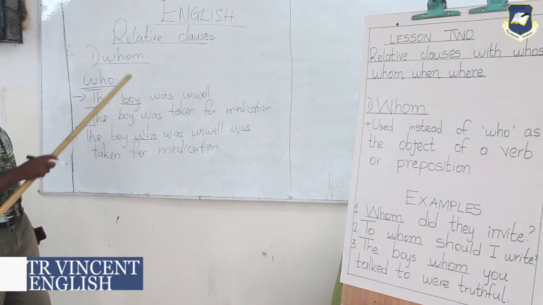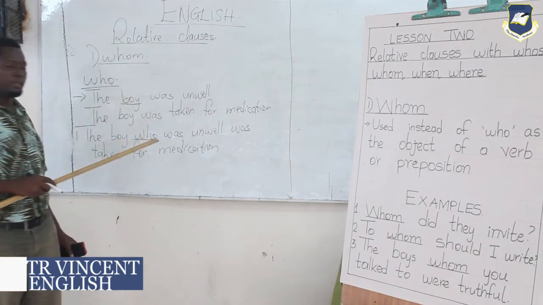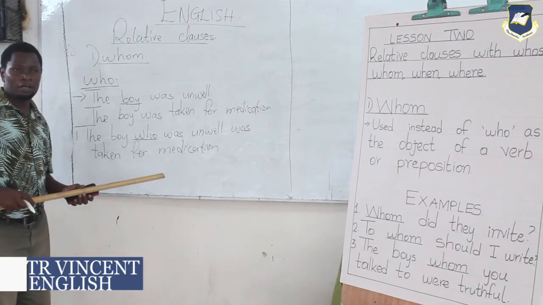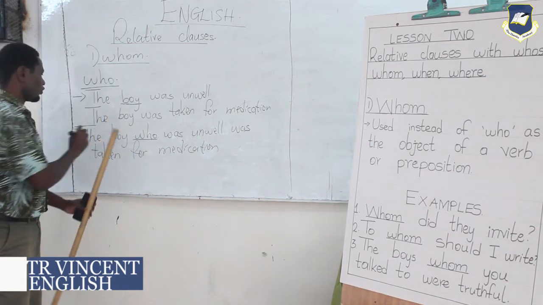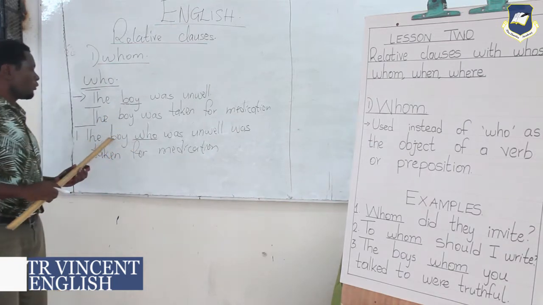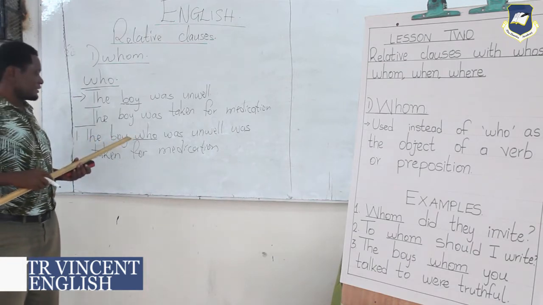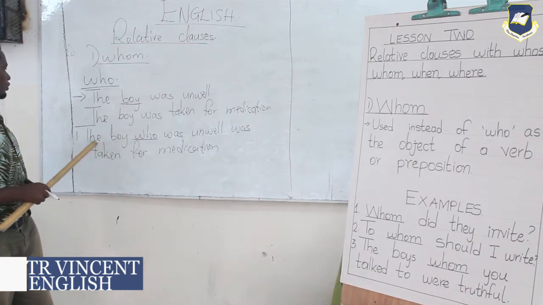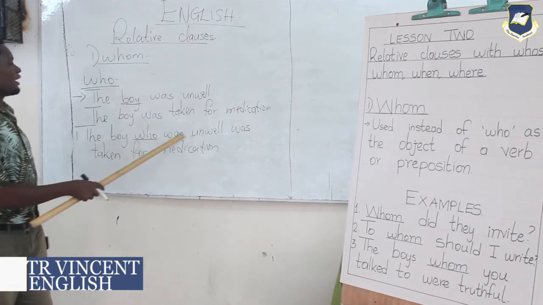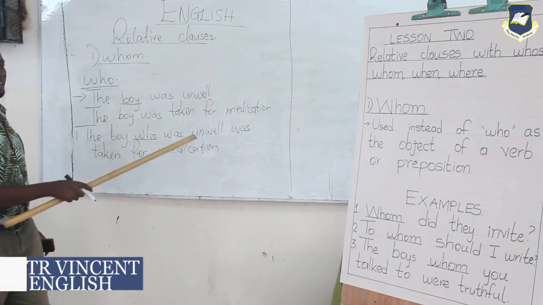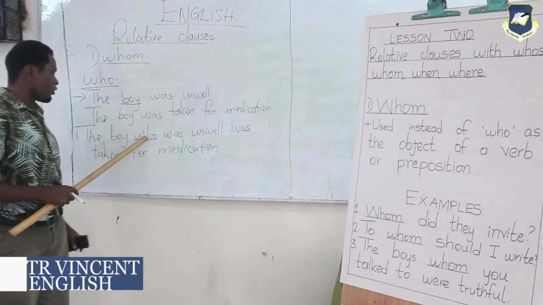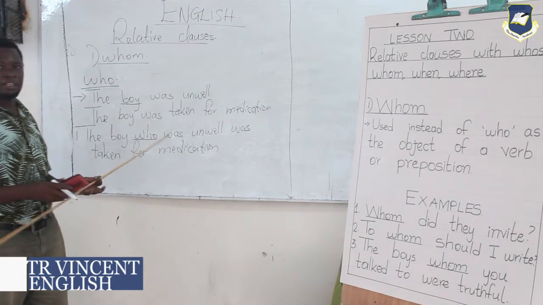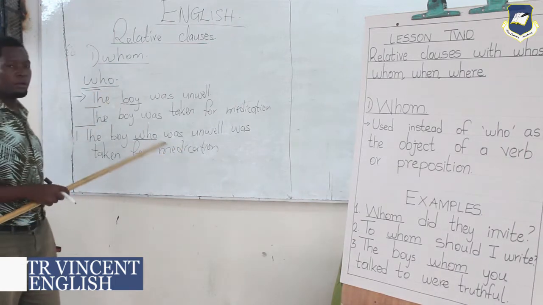So in this case, when do we use whom and when do we use who? It is very simple. If the relative pronoun comes immediately after the noun or the subject, like in this case, boy, the boy, we are not going to use whom, but we are going to use the relative clause who. So we say the boy who was unwell was taken for medication. The boy who and not the boy whom. So that is an example of a case where we use who and not whom.